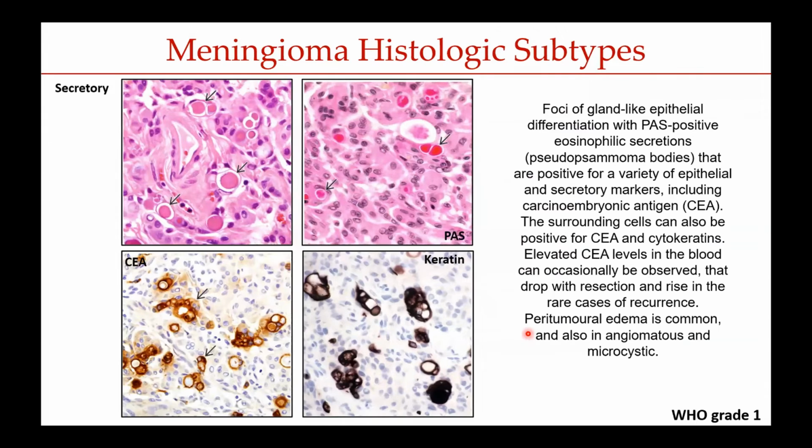next slide. So these are additionally meningiomas, and I'll get into some of the molecular definitions of these as well in a bit. They form these foci of gland-like structures that have epithelial differentiation. They express carcinoembryonic antigen, keratin, and these also tend to be PAS positive. And again, these also cause edema, as is the classic teaching.